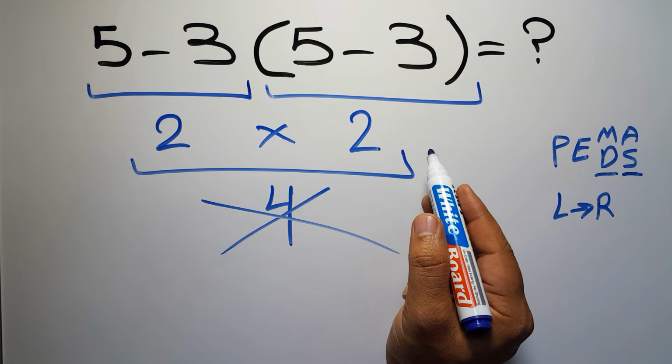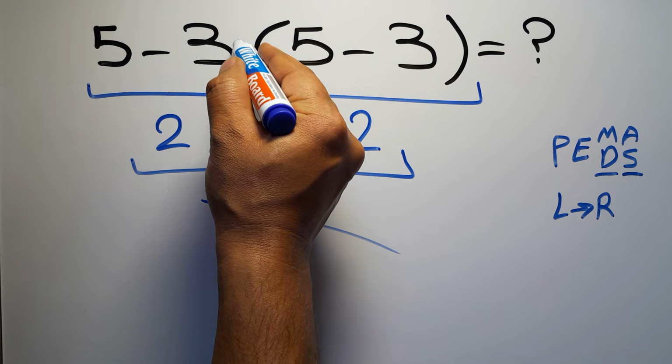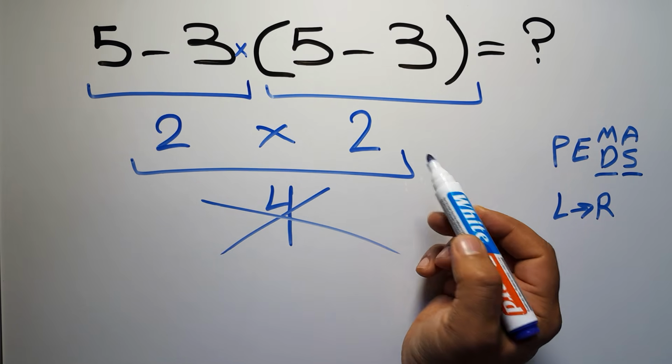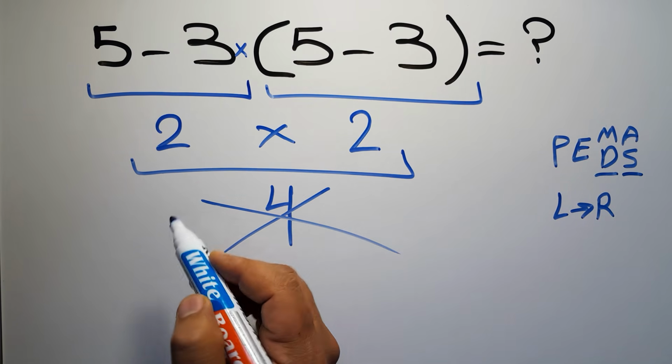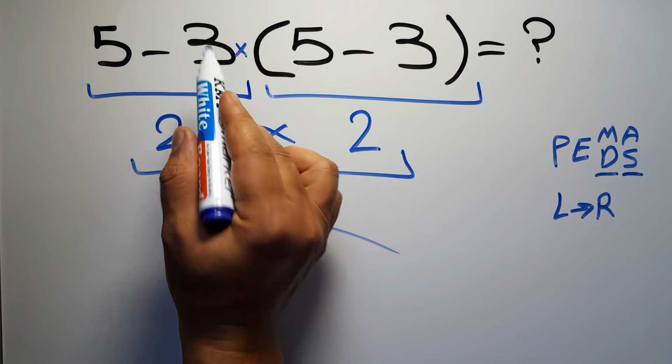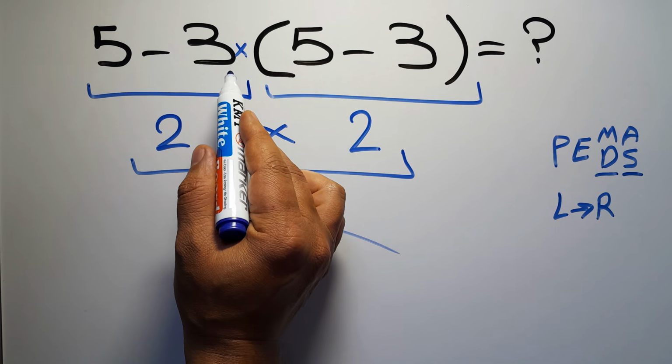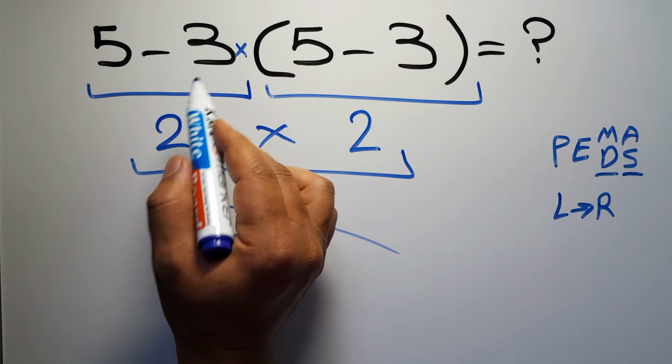In this expression, we have one subtraction, one multiplication, and one parentheses. Inside this parentheses, we have one subtraction. Here we have a multiplication because in mathematics when a number is placed next to parentheses, it means multiplication and we usually don't write the multiplication sign for brevity.